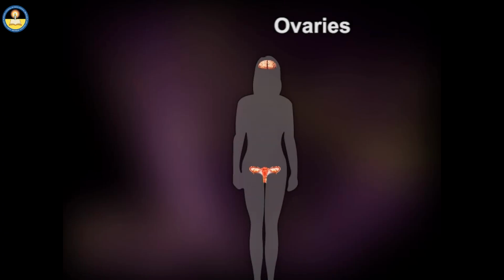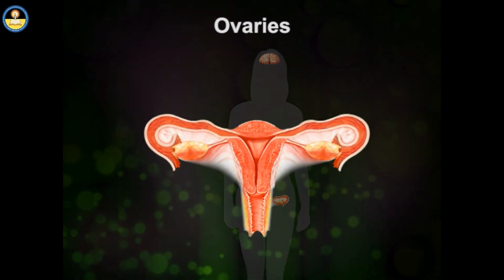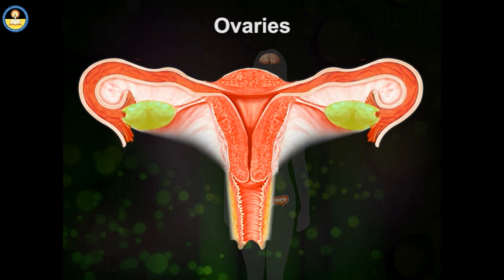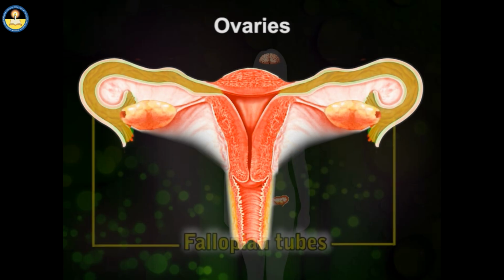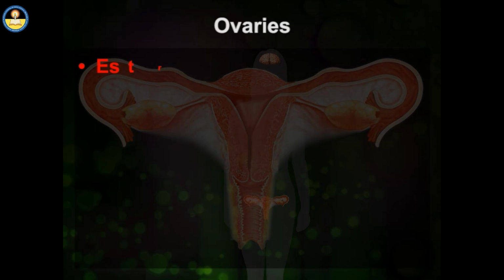The ovary is a pair of reproductive glands in women that are located in the pelvis, one on each side of the uterus. The woman's ovaries are located on both the sides of the uterus below the opening of fallopian tubes. The ovaries produce estrogen and progesterone.